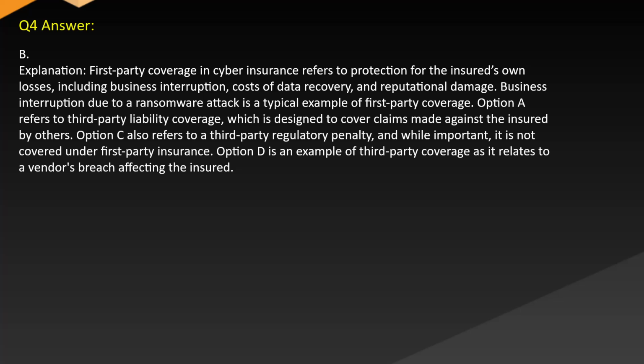Option A refers to third-party liability coverage, which is designed to cover claims made against the insured by others. Option C also refers to a third-party regulatory penalty, and while important, it is not covered under first-party insurance. Option D is an example of third-party coverage as it relates to a vendor's breach affecting the insured.